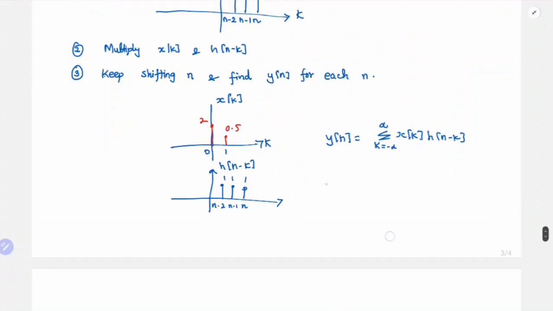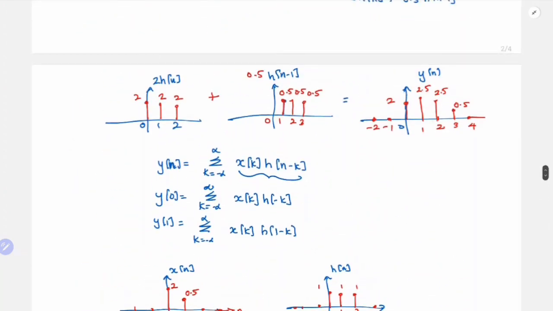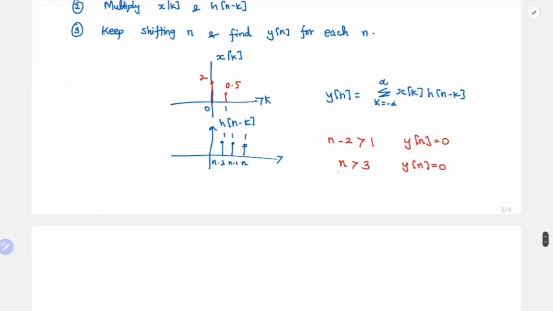So if you observe, when there is an overlap, if n minus 2 is greater than 1, then my y of n is going to be 0 because there is no overlap between these two signals, right? So when n is greater than 3, my y of n is going to be equal to 0. So is it matching with our previous result? Correct, right? When n is greater than 3, from 4 onwards, it is going to be 0.